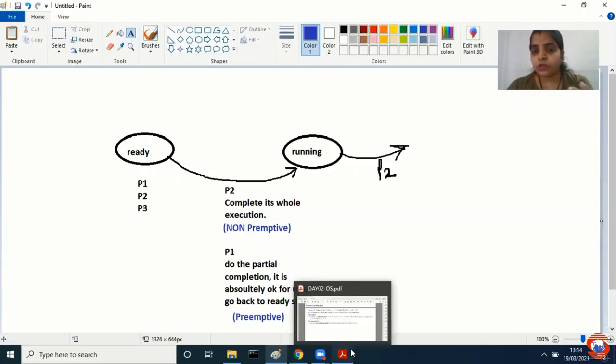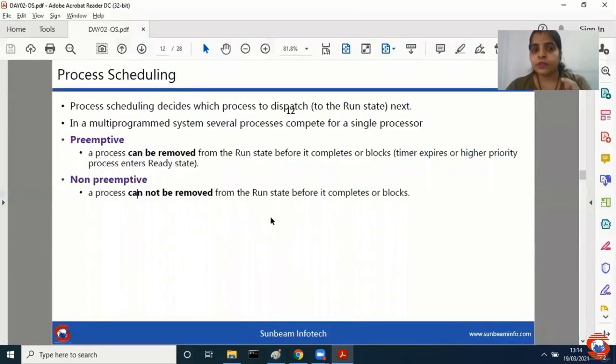Have you understood the terminology non-preemptive and preemptive? So, in a multi-programming system, if a process can be removed from the run state before it completes or blocks, then it is called preemptive. Non-preemptive means a process cannot be removed from the running state before it completes or blocks. समझ में आया? That is the terminology I'm talking about. कैसे वो preemptive होता है, कौन सा algorithm है, कुछ algorithm preemptive रहते हैं, कुछ non-preemptive रहते हैं. But understand the terminology first.